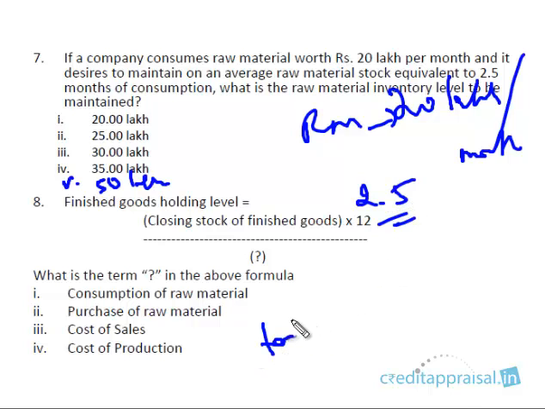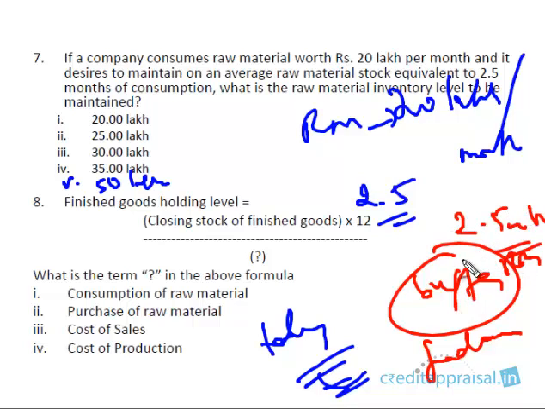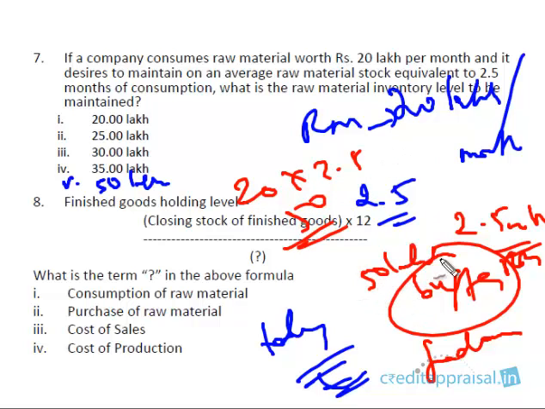In the sense that today, processing is going on in the factory, and the company is consuming some raw material. Then there is the godown. The company wants a buffer stock here, buffer raw material, which should cover the requirement for the next 2.5 months. So at any point of time, the company wants its godown to hold raw material worth 2.5 months of consumption. Since every month it is consuming 20 lakhs, 20 into 2.5 is 50 lakhs, so the company should be maintaining 50 lakhs worth of raw material in the godown.